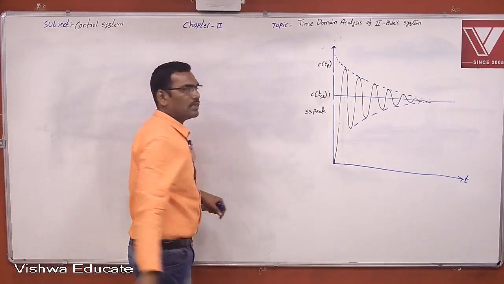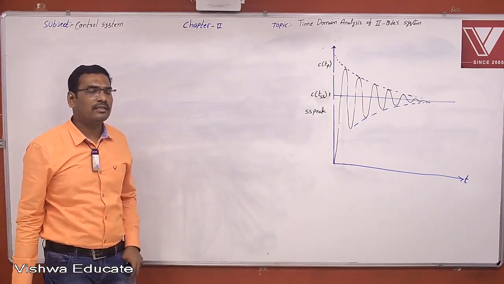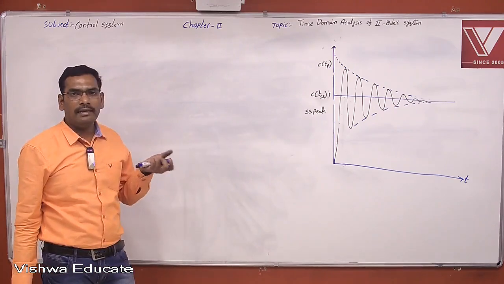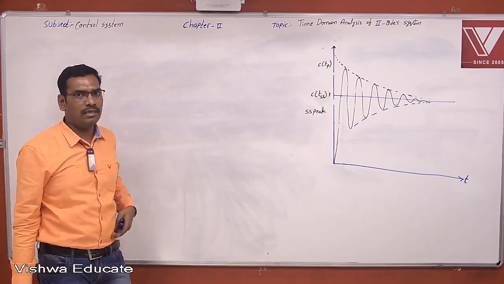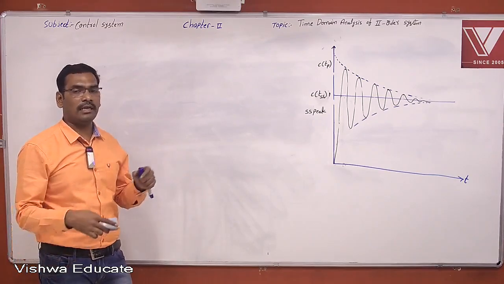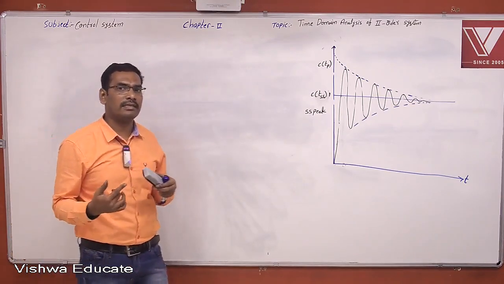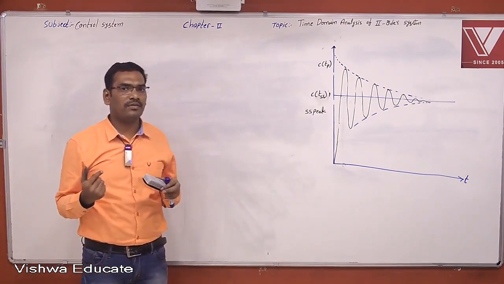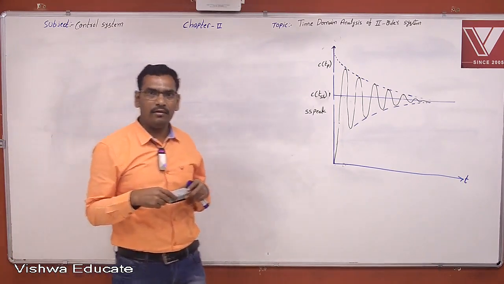Okay, now these are the time domain specifications and the relations between the time domain specifications. In the next session we will see, when the pole location is given in the second order system, what the time domain specifications should be and how they are related. Okay, we will see in the next session.